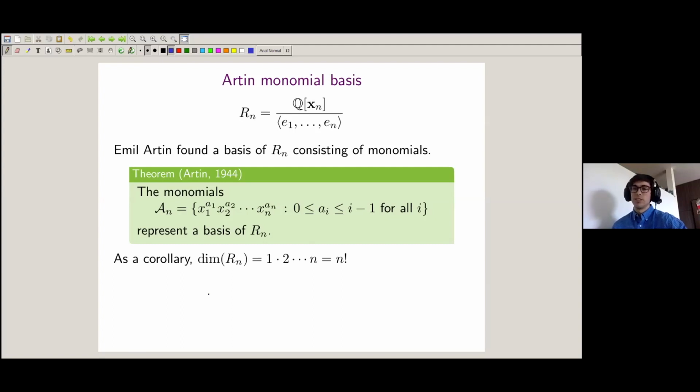And as a corollary, you can immediately see the dimension of Rn. So by this inequality, you have to have x1 to the 0 as a factor. But you could have x2 to the 0 or x2 to the 1 in your monomial, and so on. So there's one choice for x1, two choices for x2, and so on. So the dimension is the number of these monomials, which is n factorial.